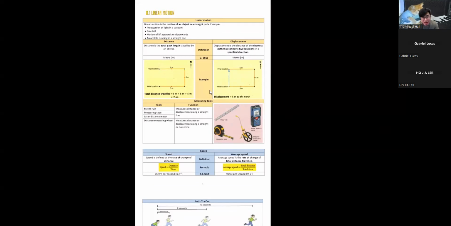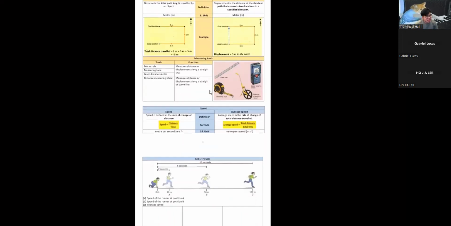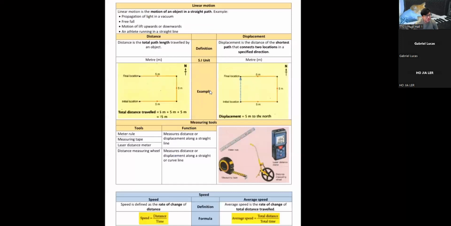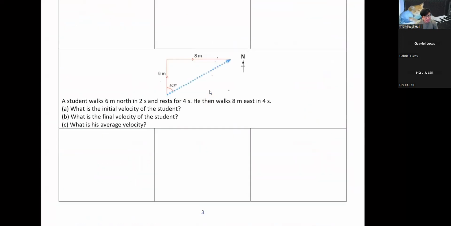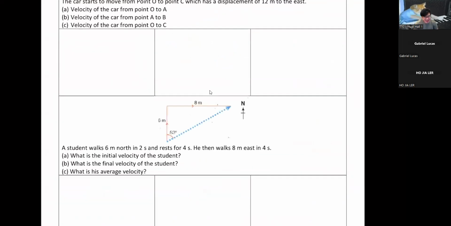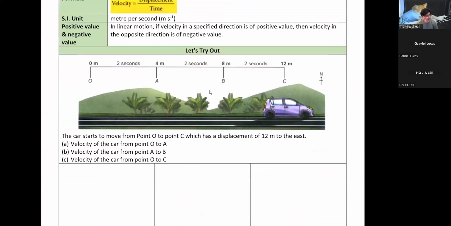Today we are going to chapter 11. I think some of you have learned this in school already, and even if you haven't, you have at least learned this in maths. So this is a mathematics chapter. It's our linear motion. If you still remember, what is your distance and displacement? What is your speed and velocity? You hate this chapter with a passion.